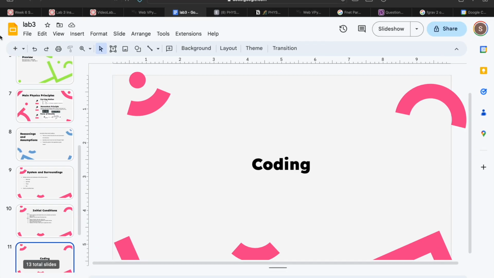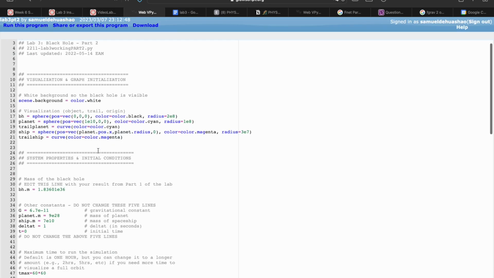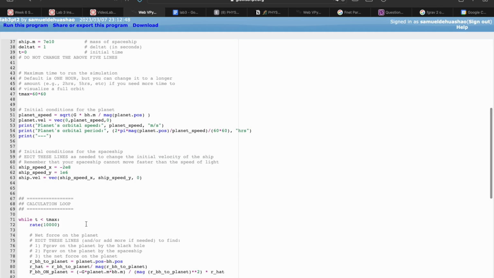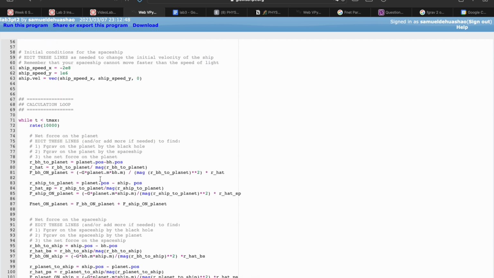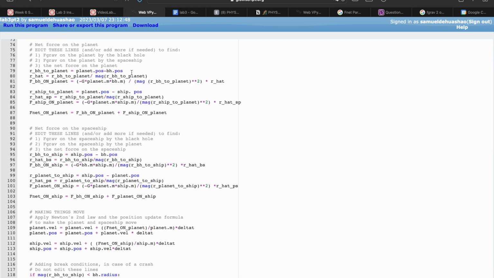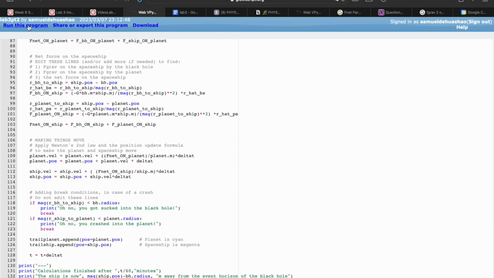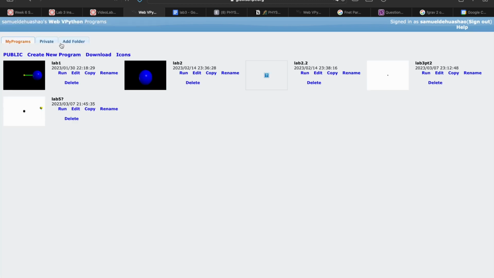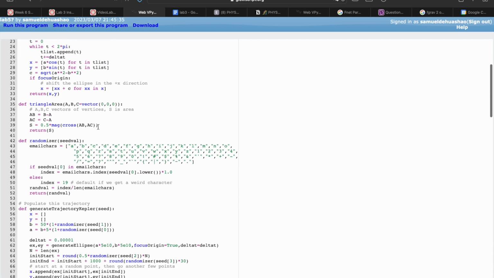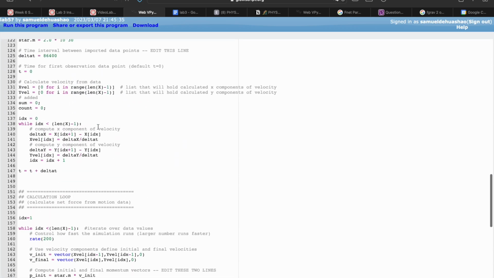Coding. For coding, I will go back here. Using the scaffolding, I implemented the three main principles we were trying to explore, which are the curving motion, the force of gravity, and the momentum principle. I'm going to scroll to let you see that. That's for Part 2. And for Part 1, there you go.